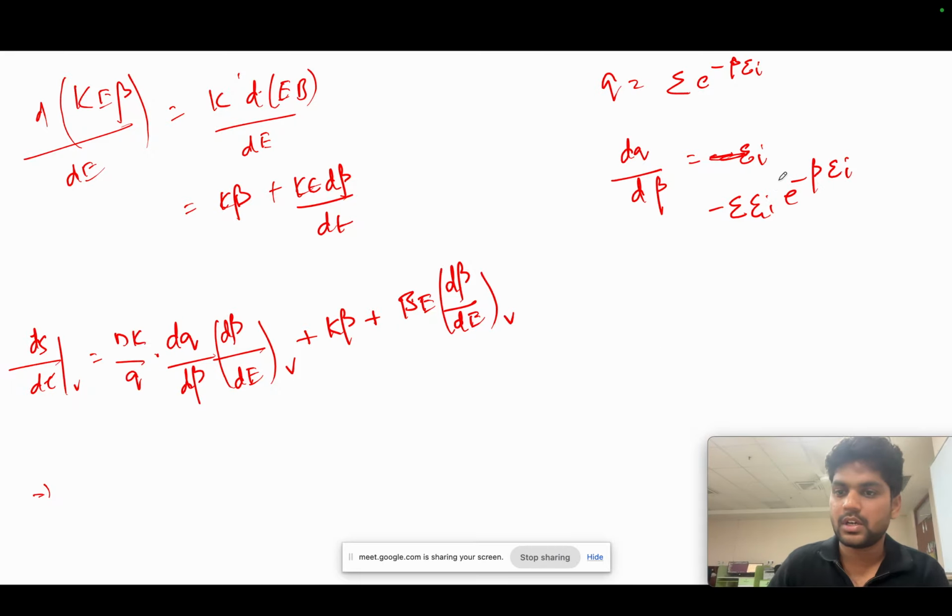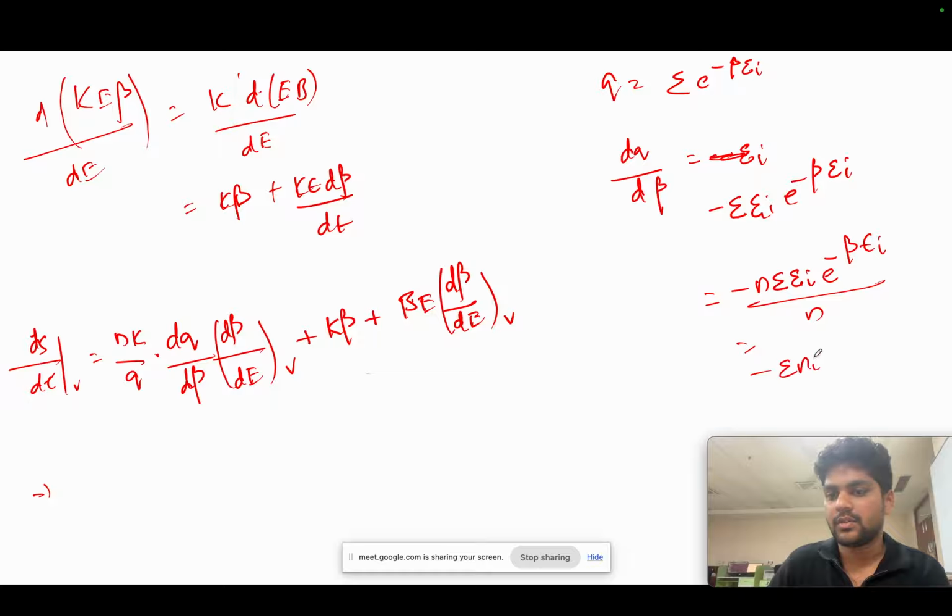So this will be the equation. Now I am doing Ni by N, the total number, so it will be minus N sigma Ei by e power minus beta Ei divided by N. So now I am writing the Ni as sigma of Ni Ei e power minus beta Ei by N. So this is nothing but energy.